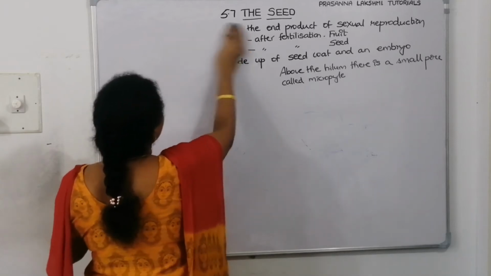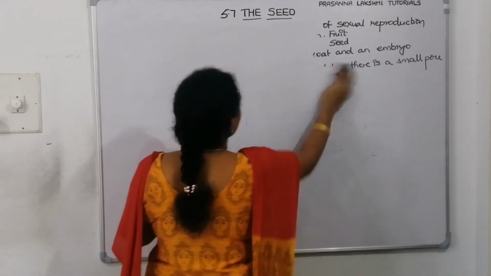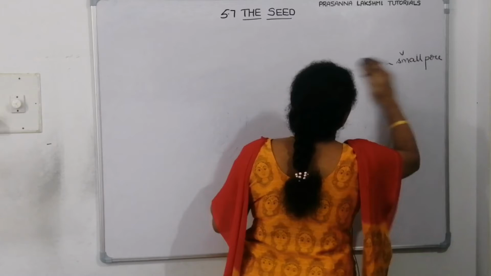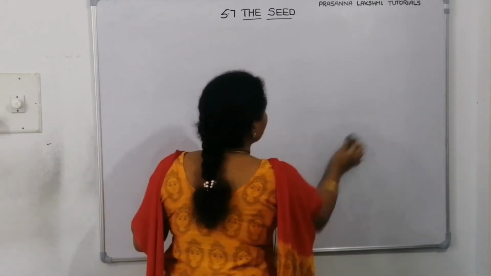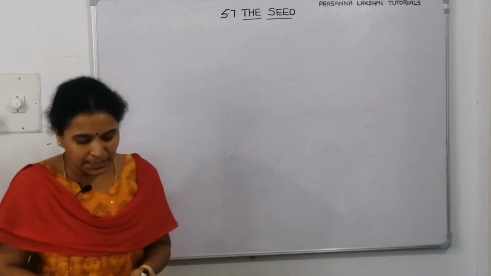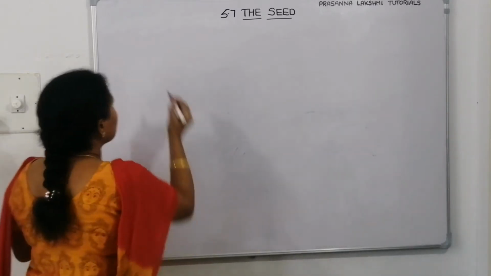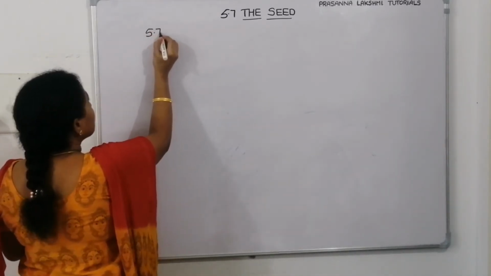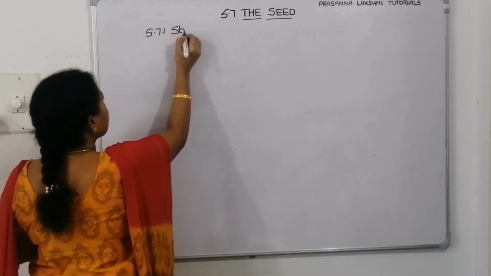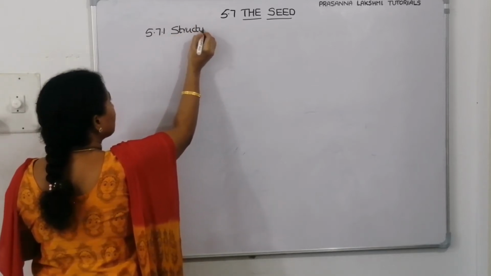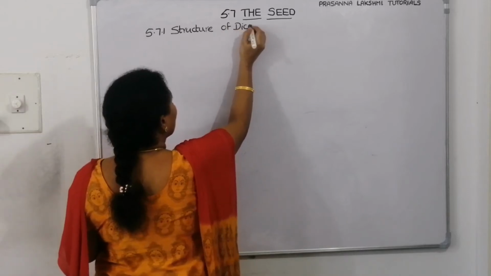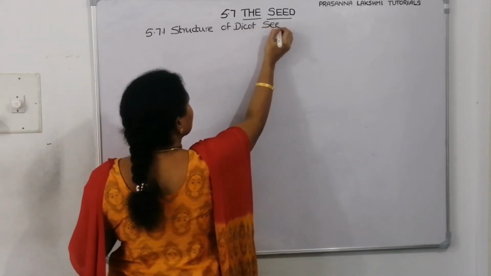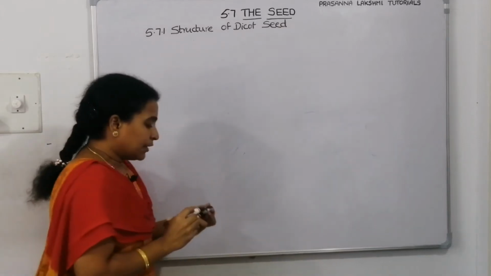Understood, children, what is seed? Seed is the end product of sexual reproduction. From where is the seed formed? It is formed from the ovule. Ovule after fertilization develops into seed. Now let us see the structure of dicot seed. 5.7.1 is our topic, structure of dicot seed.